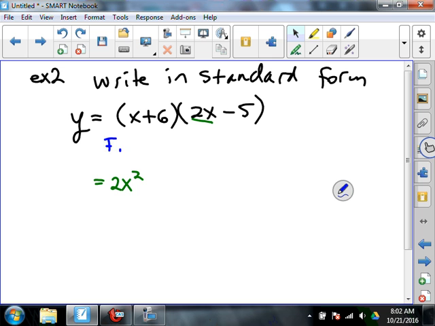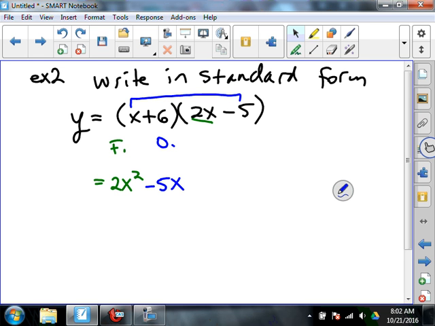So that's our F. Let's look at the O. What's the O going to give us? Negative 5x. Yeah, it's the product of these outer terms. Good, negative 5x. When a lot of people FOIL this, they mess it up on that inner product. They forget about the 2.